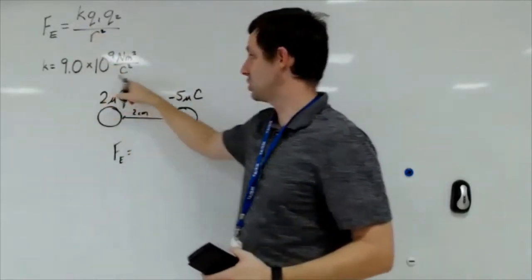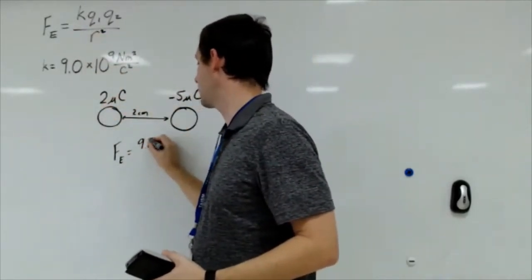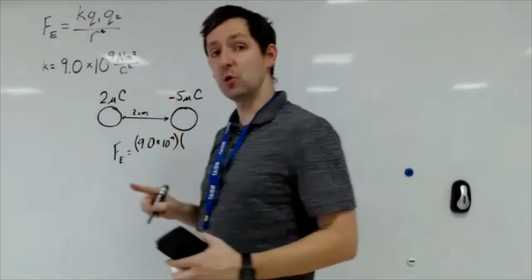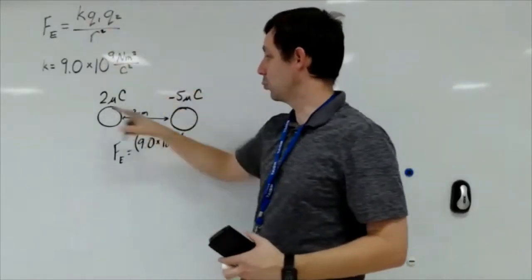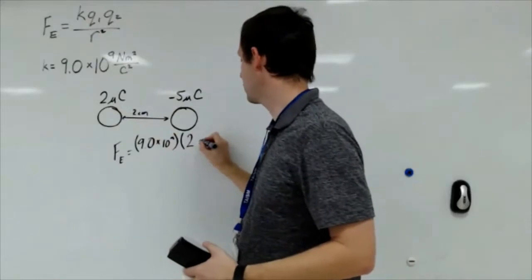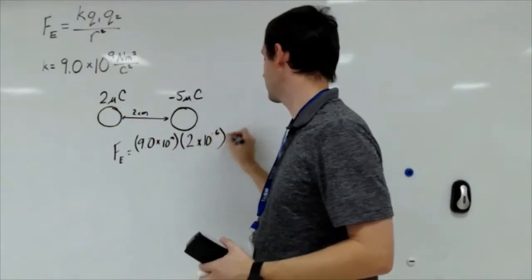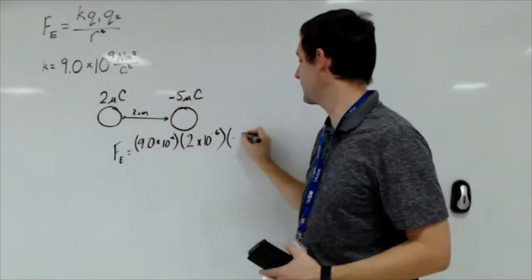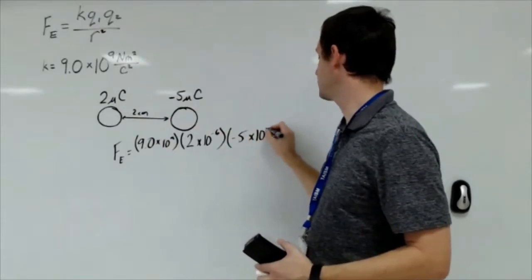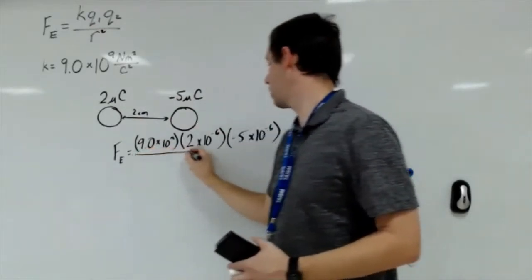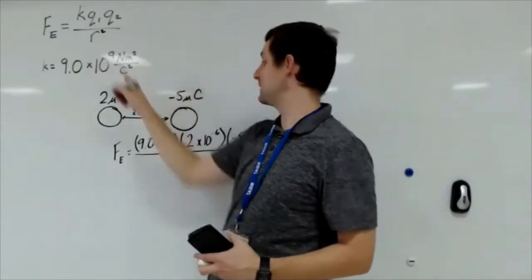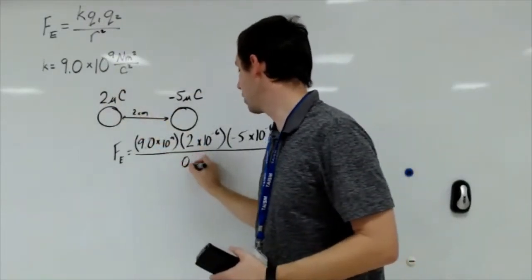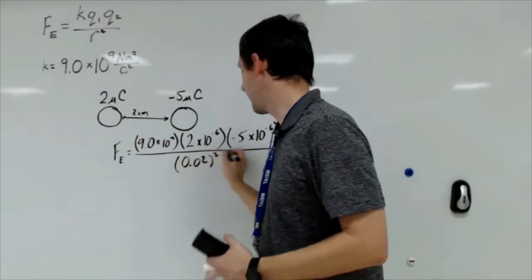equal to k, which is given to you. This will always be given to you. It's a constant, 9.0 times 10 to the 9th, times Q1, one of those charges, so 2 microcoulombs, 2 times 10 to the -6, times Q2, the second charge, -5 microcoulombs, so times 10 to the -6, and then we divide by r squared, the distance between them, all right? The distance is 2 centimeters, so that's 0.02 squared, just like that.